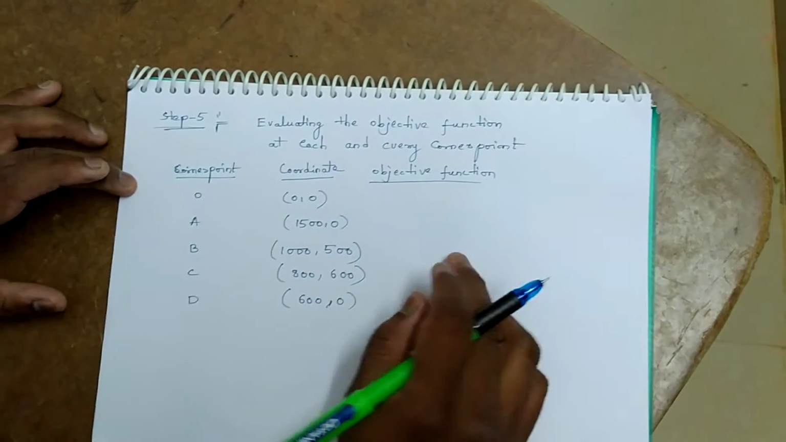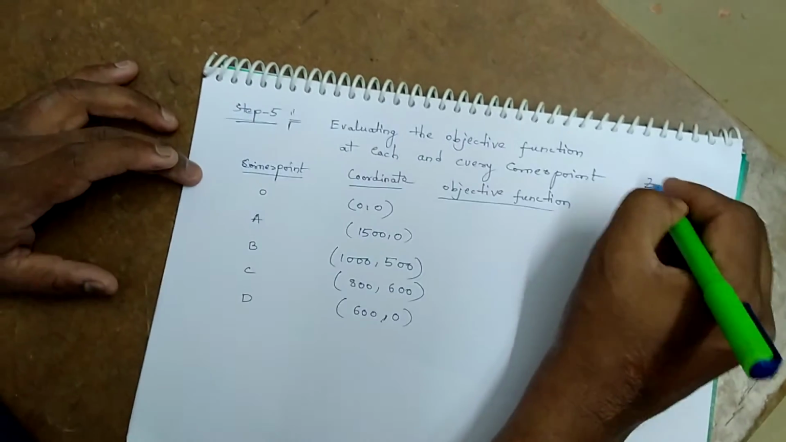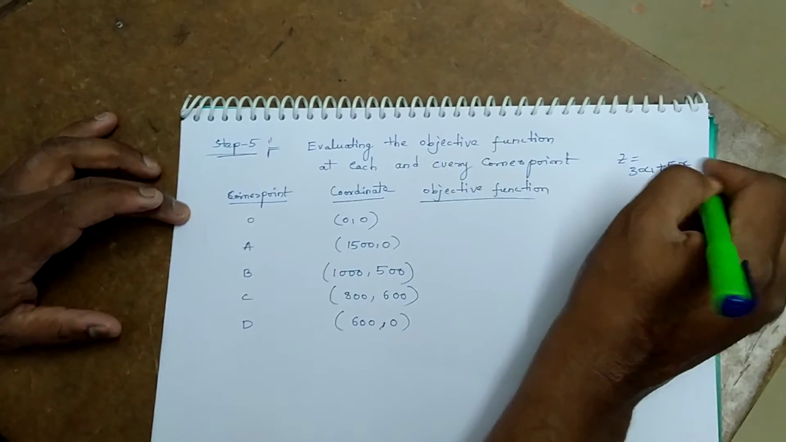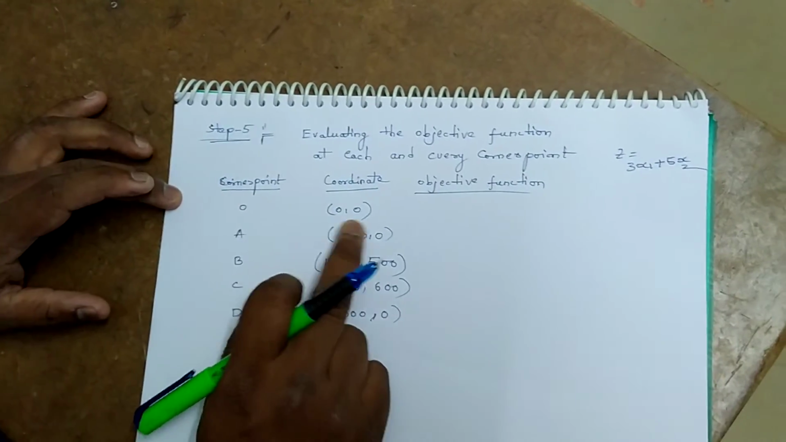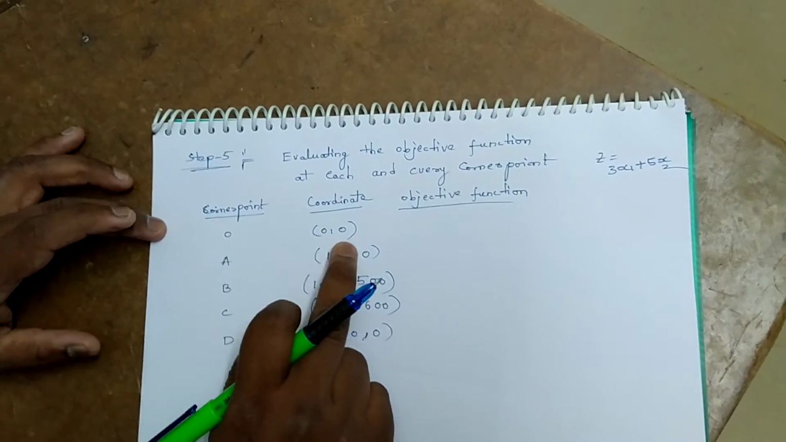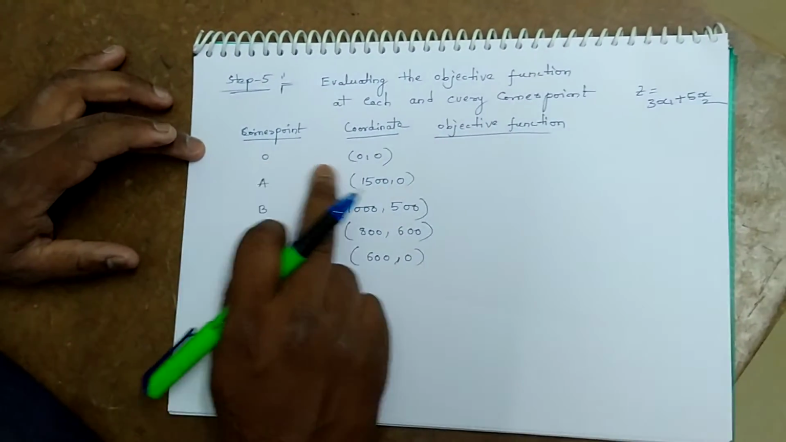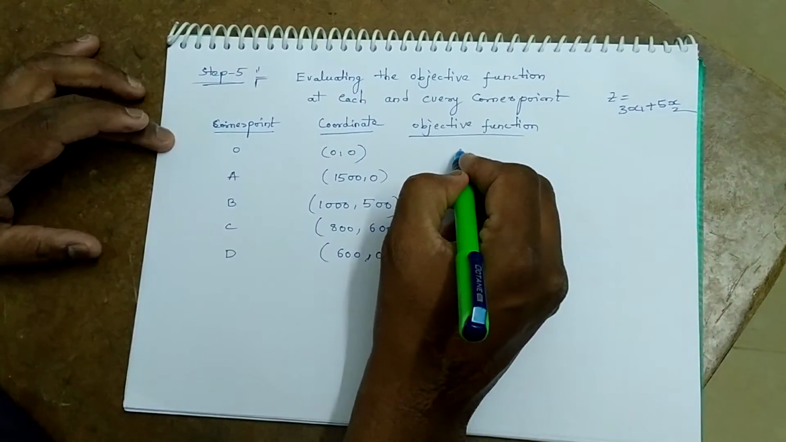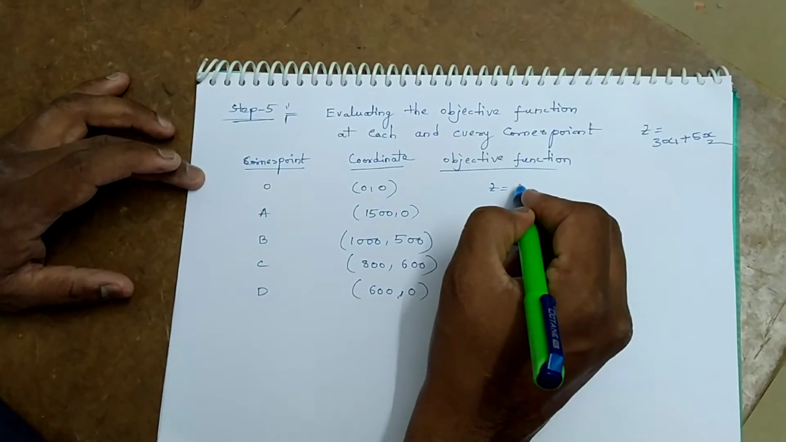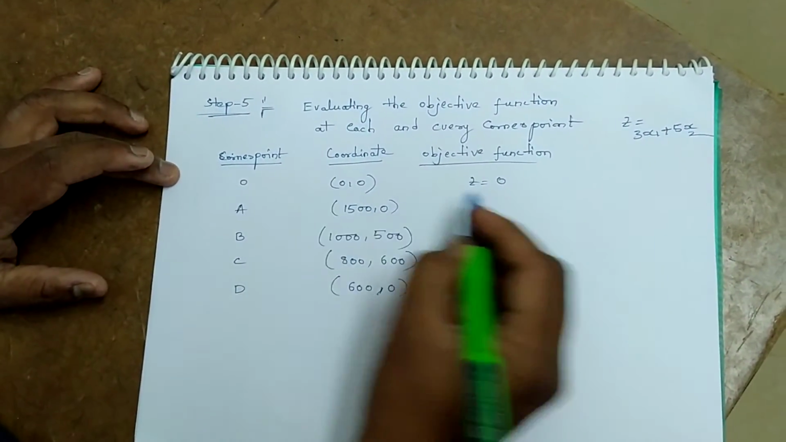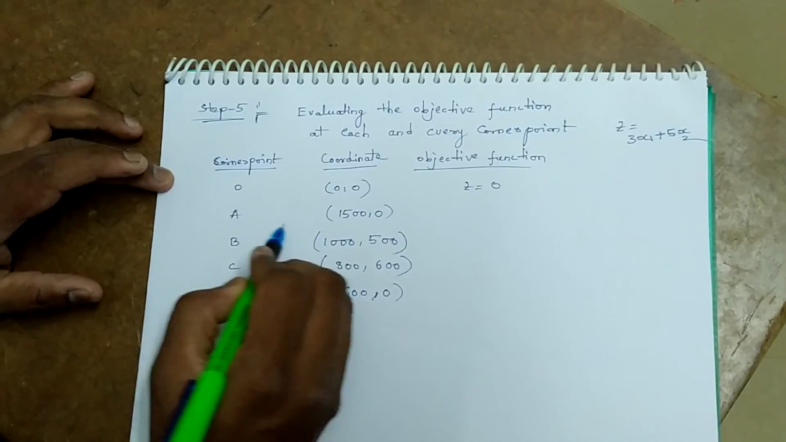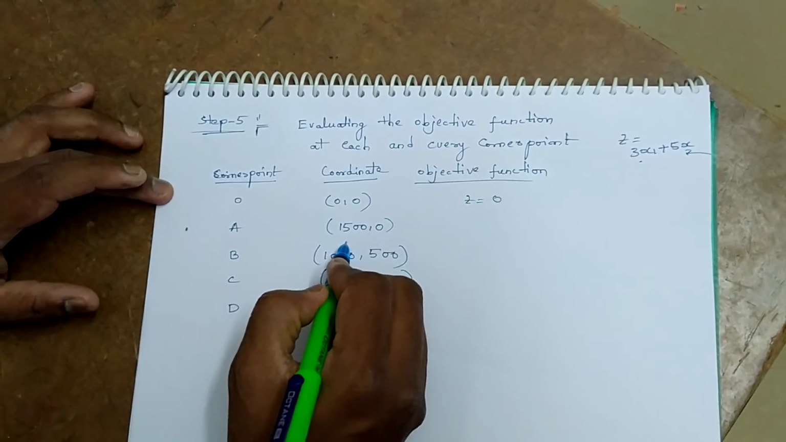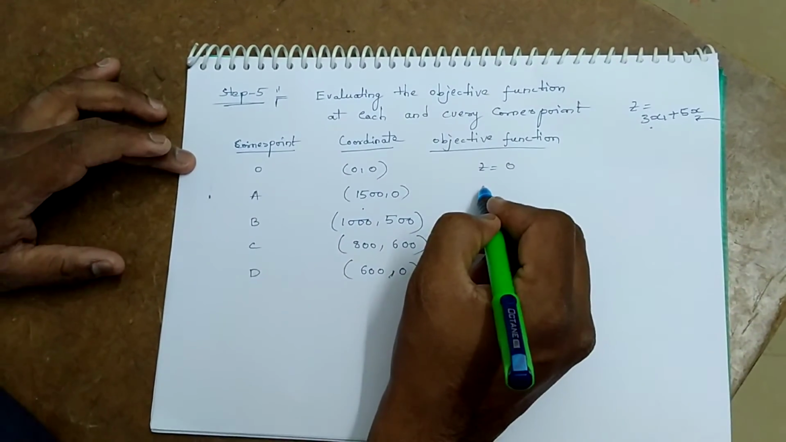Now how to evaluate this? Simple. What is the z value? Z is equal to 3x1 plus 5x2. You can put in the x1 and x2 values. To evaluate this objective function at O, put x1 is equal to 0 and x2 is equal to 0. You will be getting z is equal to 0. Similarly, at A, since z is 3x1 plus 5x2, put x1 is equal to 1500, x2 is equal to 0, so Z is equal to 4500.